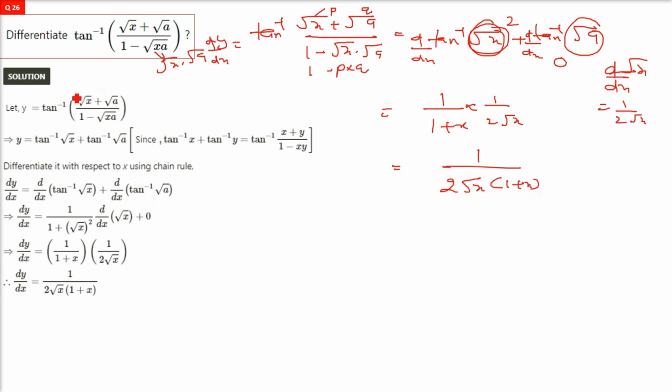Okay. So this solution I have provided just to show how you are going to write it. I always tell the logic and reasoning of the answer, how you are going to solve it, but in the examination you have to write it like this.